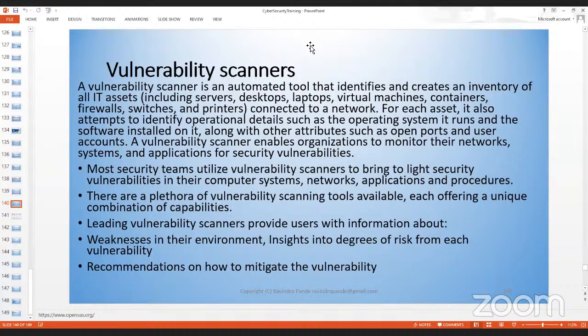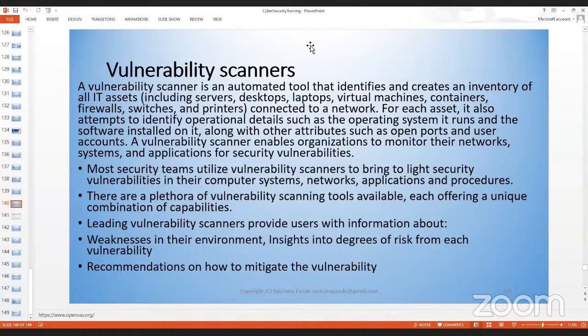bring to light the security vulnerabilities in their systems, networks, applications, and procedures. So this way, we continuously keep scanning our network, and progressively keep filling the weak links, the gaps within our network, within our system, so that our system will be more and more steady, stable, and have all the preventions needed to address such weak links within our system.